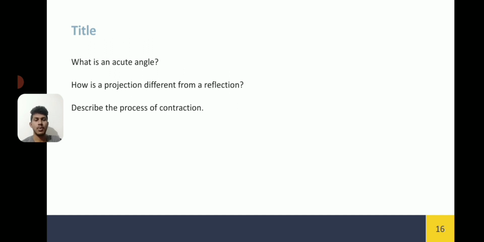So, quiz: what is an acute angle? How is a projection different from a reflection? Describe the process of contraction.